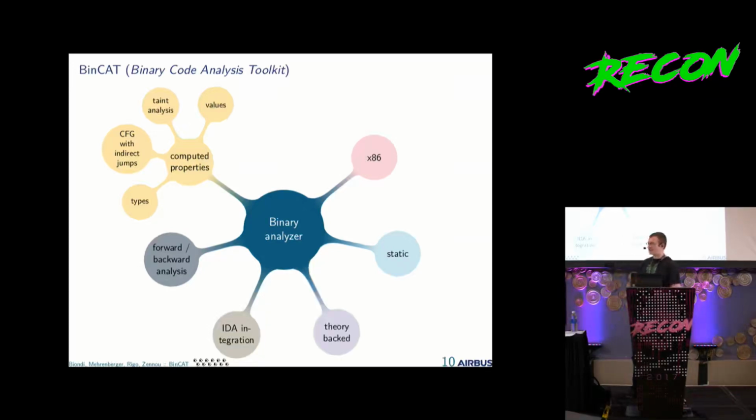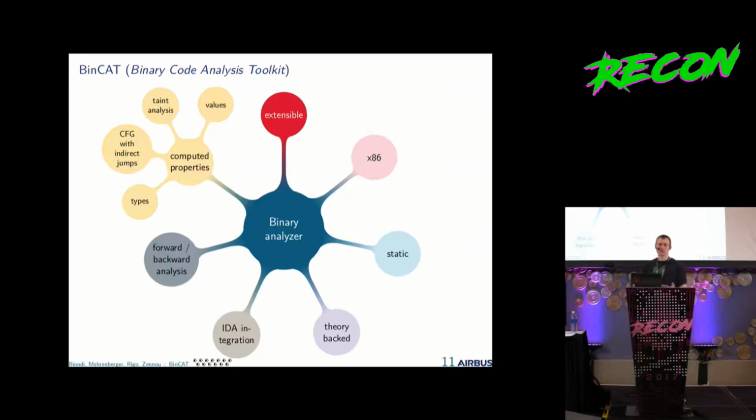An interesting point is that we have Sarah, who is from an academic background, and she's very good. She wanted to make something that is really sound. So we didn't run around and do things randomly. We have a strong theory to back everything that we do, and I will go back to that later. And finally, we wanted to make BinCAT extensible, so it's easy to add new things.